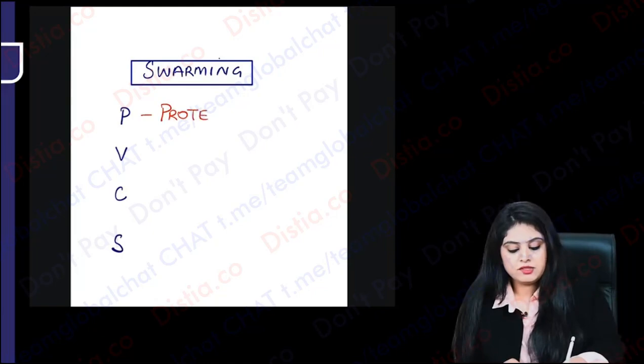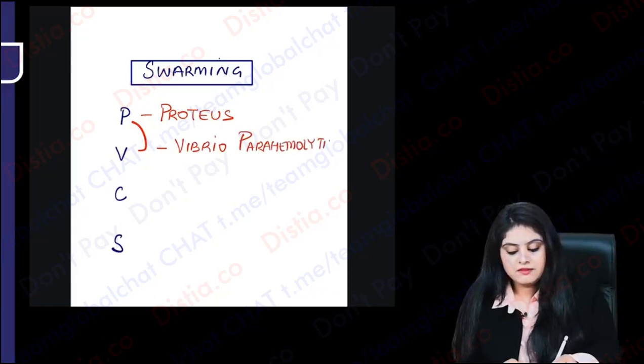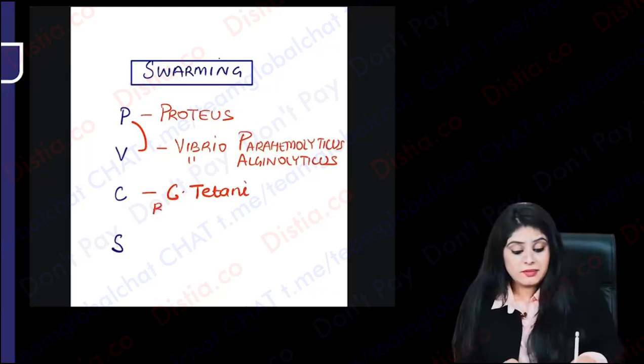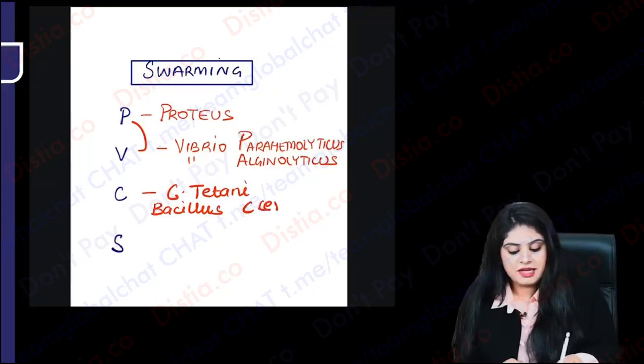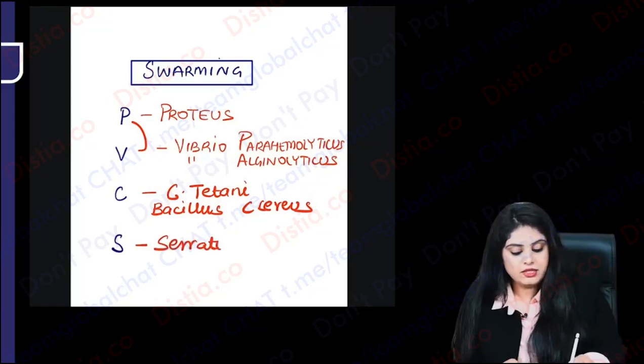So P stands for Proteus. VP together means you're talking about Vibrio. Which Vibrio? Vibrio parahemolyticus. There is another Vibrio that you have, known as Vibrio alginolyticus, which is also going to show swarming. Then C for Clostridium tetani. There is one Bacillus which starts with a C, and that is Bacillus cereus. And finally, there's an organism with S called Serratia.